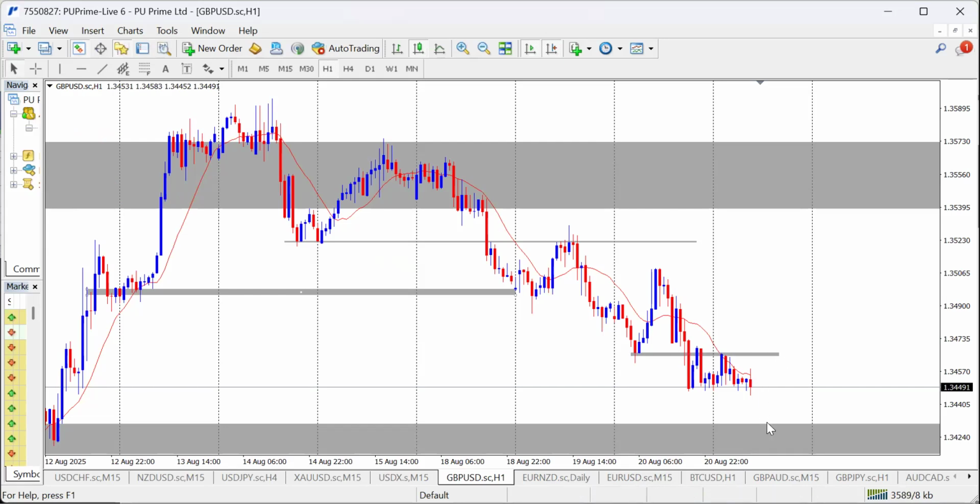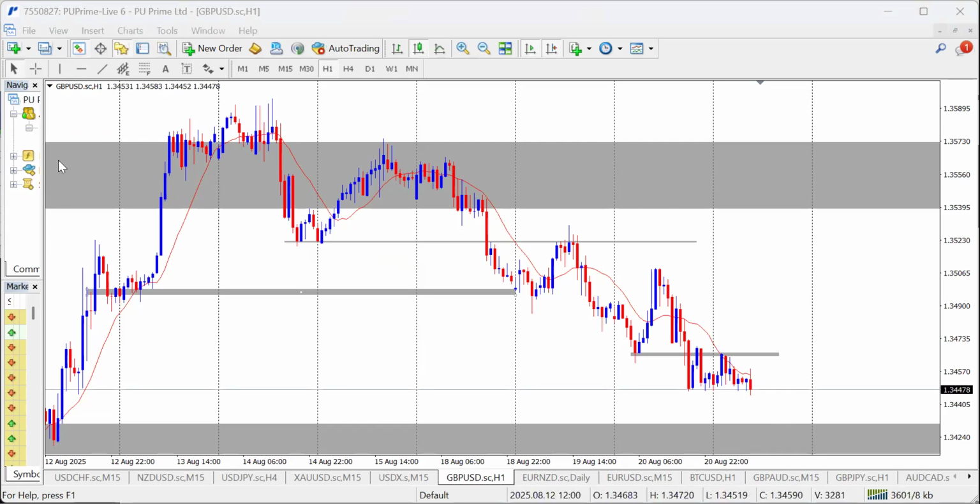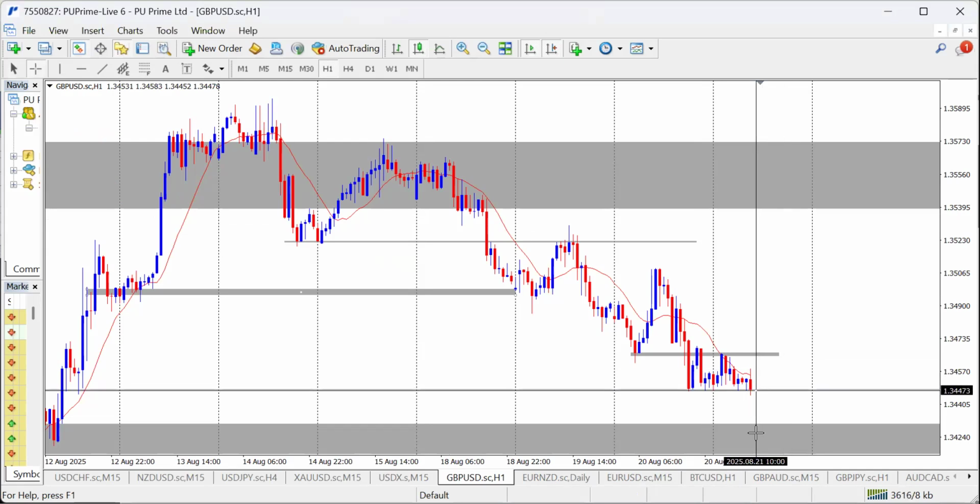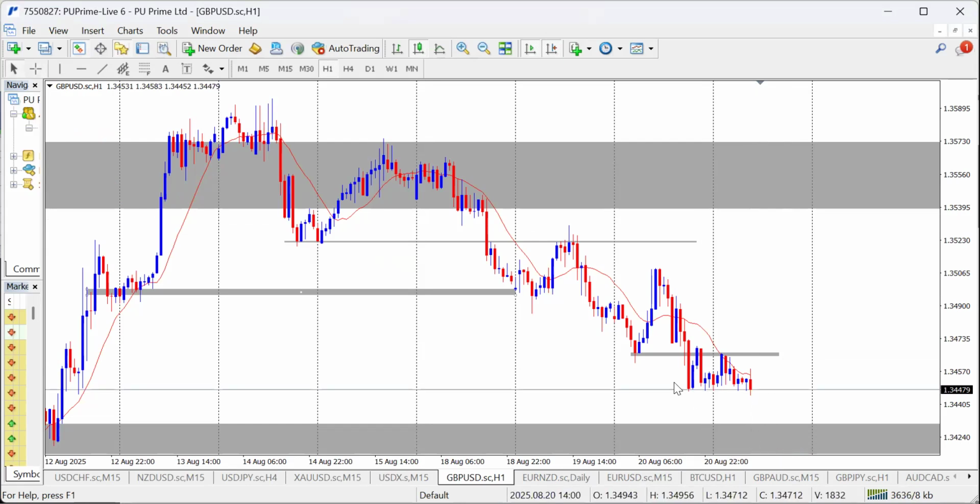So I'll wait for price to get down to this level, the 1.3224 region, the 1.3242 region. From here it is just 30 pips, and the stop loss could be 14 pips. You can take this sell down to this level.